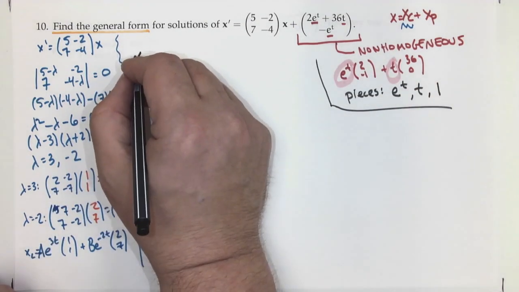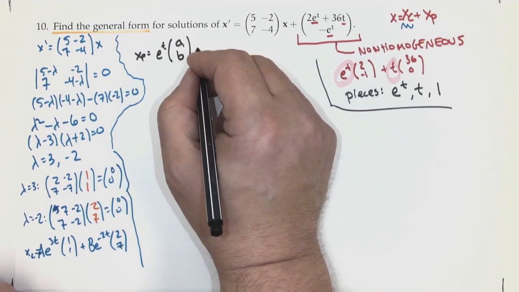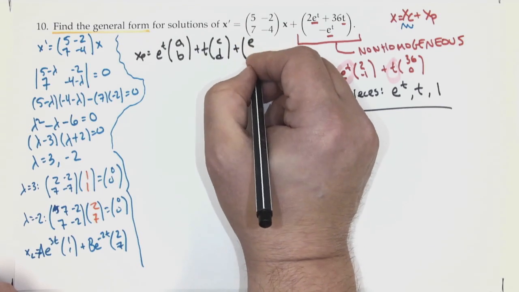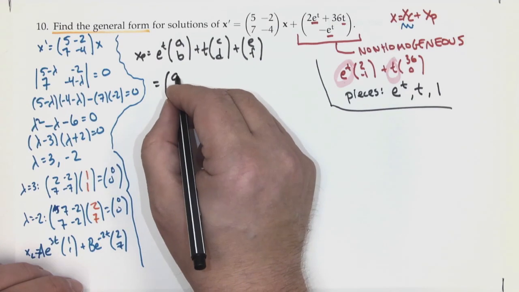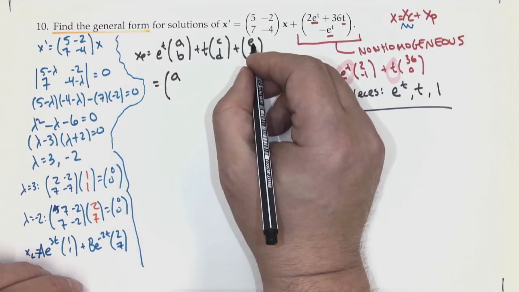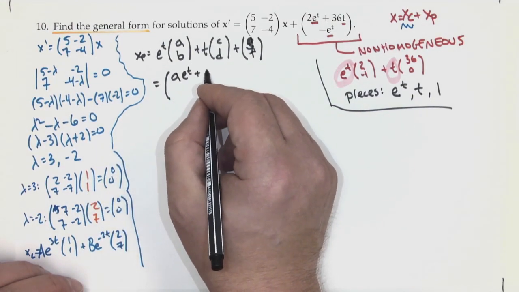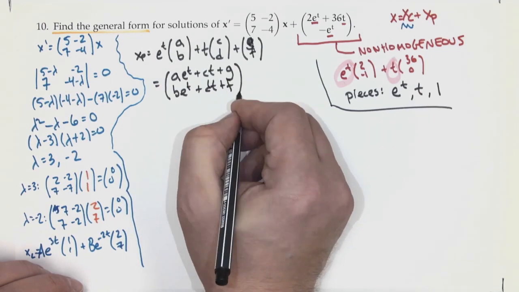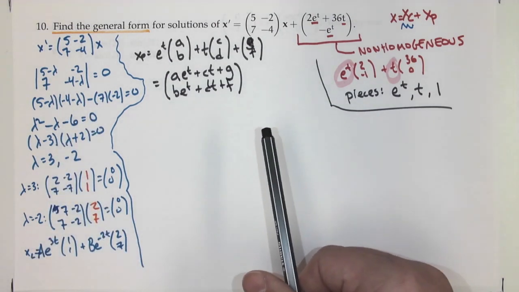Okay, so our particular solution looks like some vector times AB, so e to the t times AB plus t CD plus EF. So we can even squish this all together. I shouldn't use E because there's an E there. How about we use G? G and F. Okay, A e to the t plus c times t plus g, b e to the t plus d times t plus f. All right, well, what do we do? You plug it in.